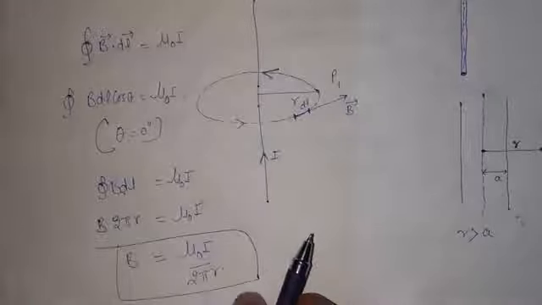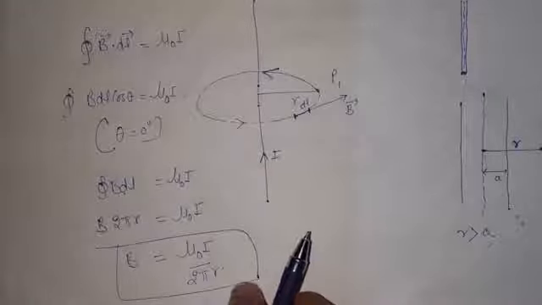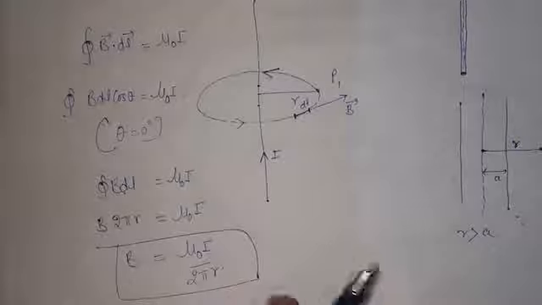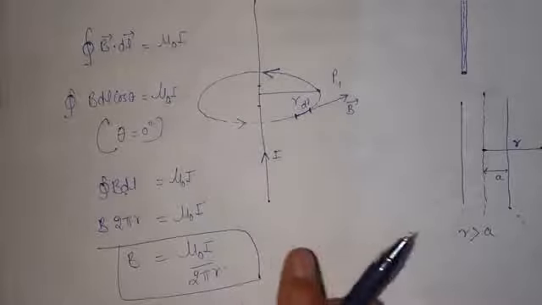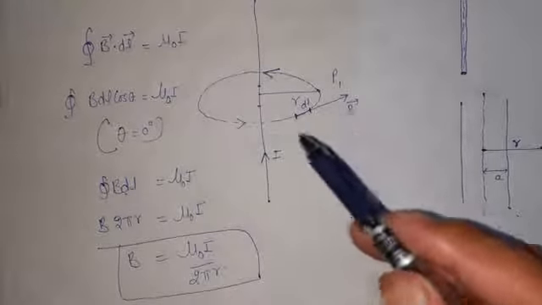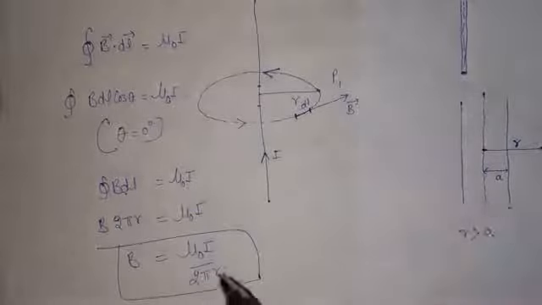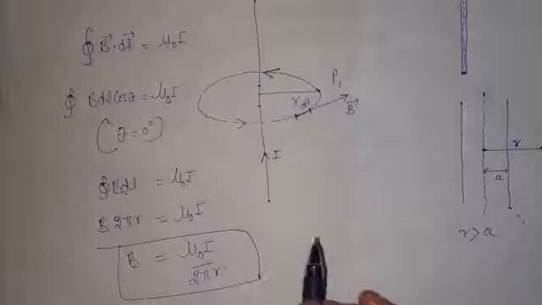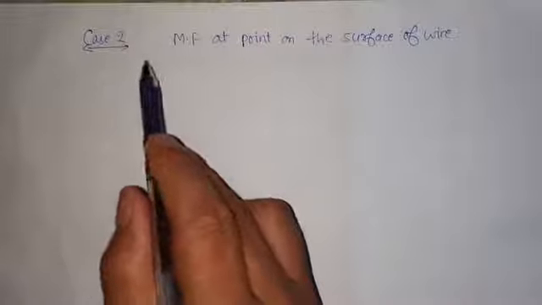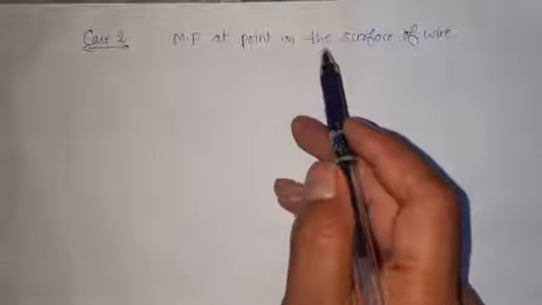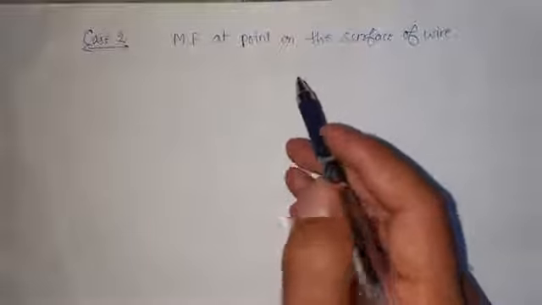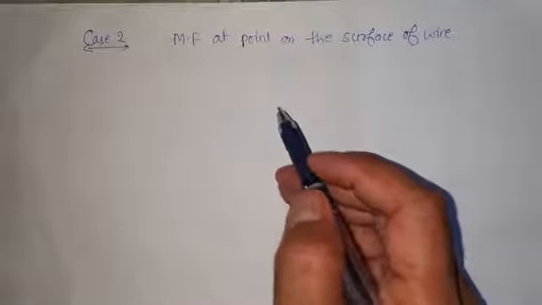And similarly over here, with the help of Ampere circuit law, we got the same answer. So the magnetic field outside the wire at a distance r is B equal to mu naught I upon 2 pi r. Now here we are going to discuss the second case, the magnetic field at a point on the surface of the wire. So what will it be with the help of Ampere circuit law?